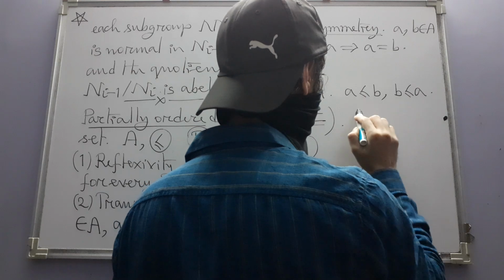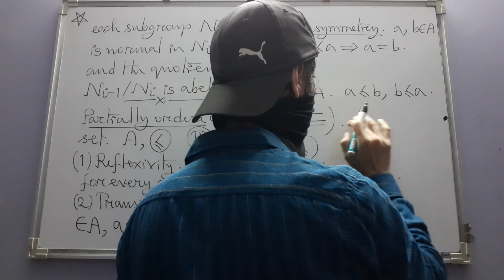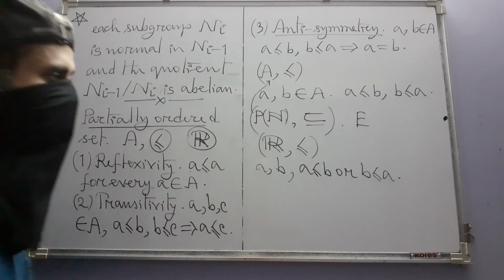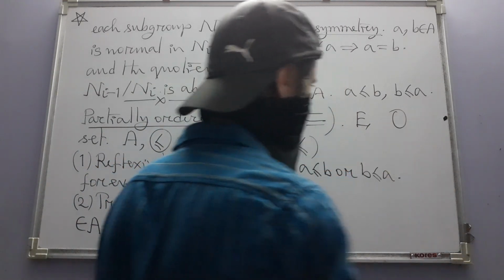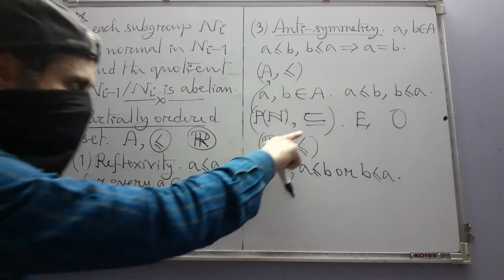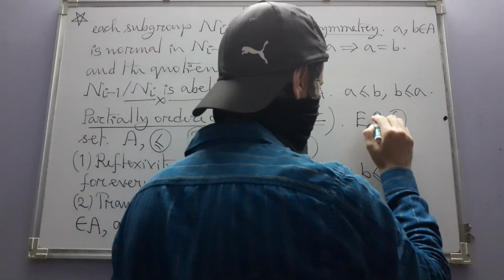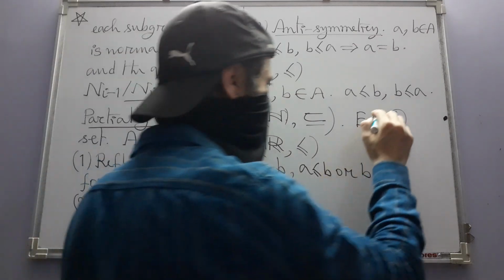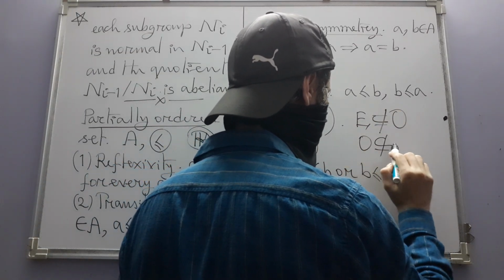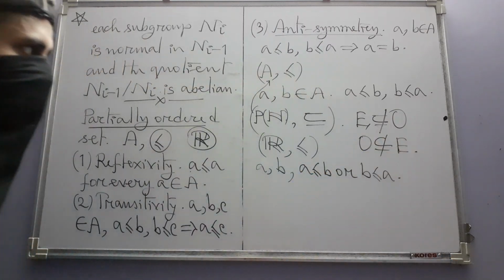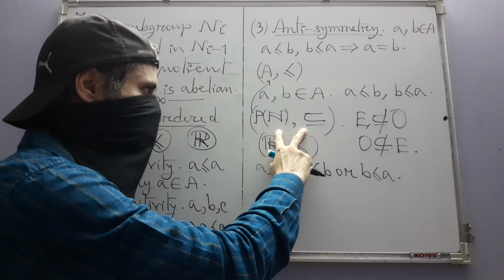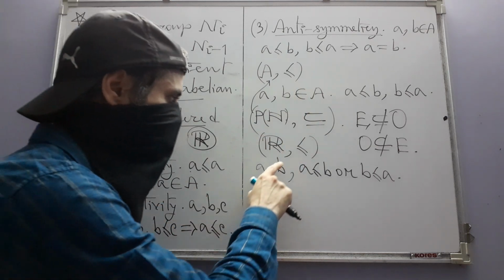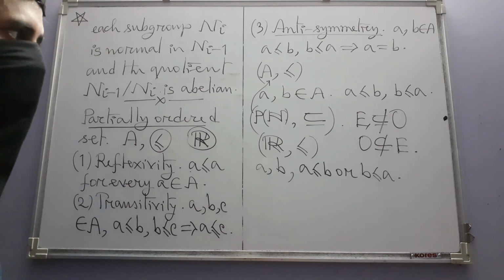For example, if you consider the subset of even natural numbers and the subset of odd natural numbers, are they related by this relation? Is the set of even natural numbers a subset of the set of odd natural numbers? No. Is this true? No. That is also not true. So that means in a general partially ordered set, two elements need not be related by the order relation. That is not the case in a totally ordered set.